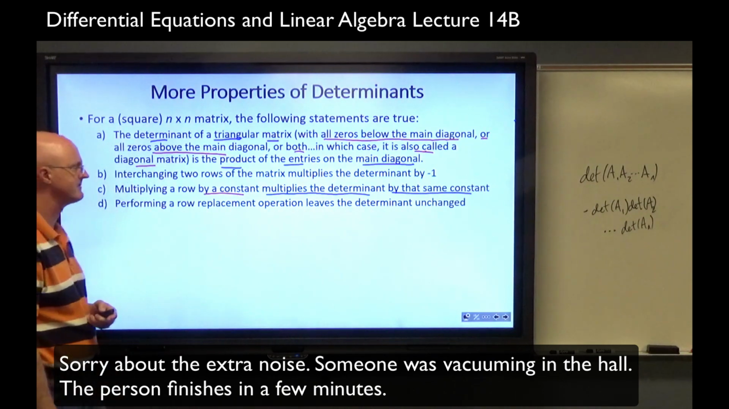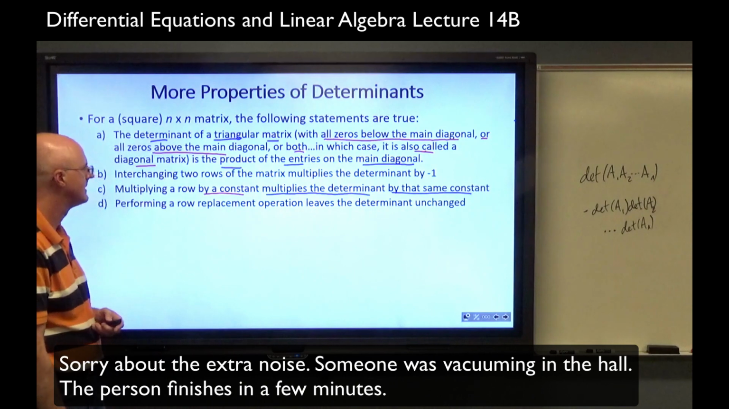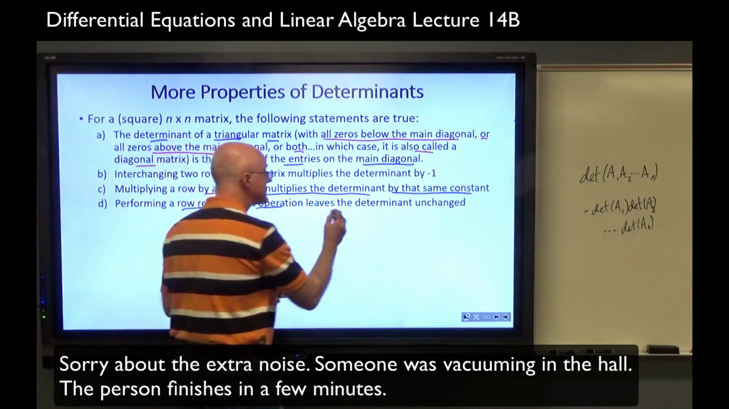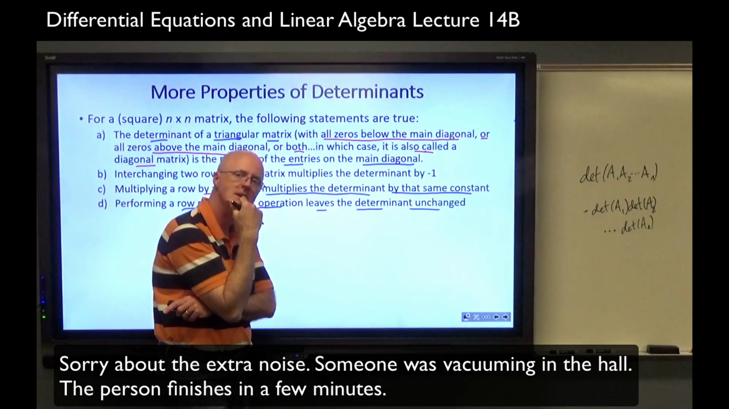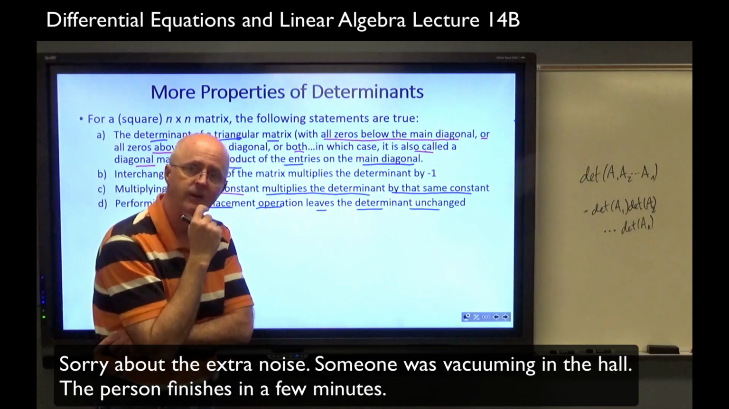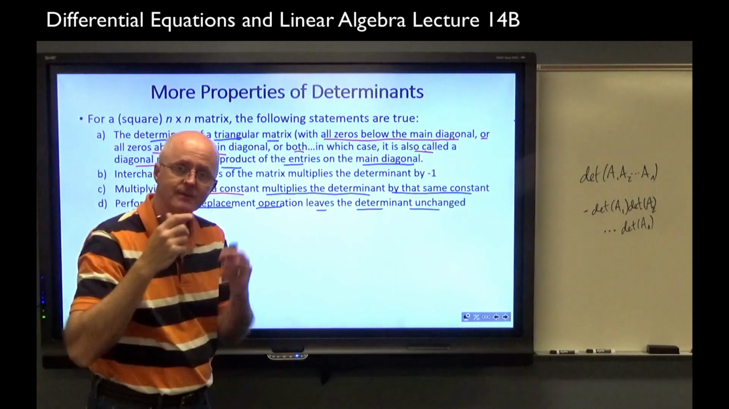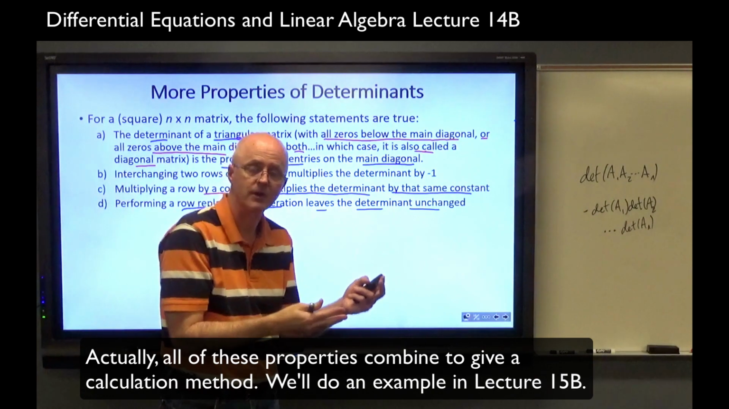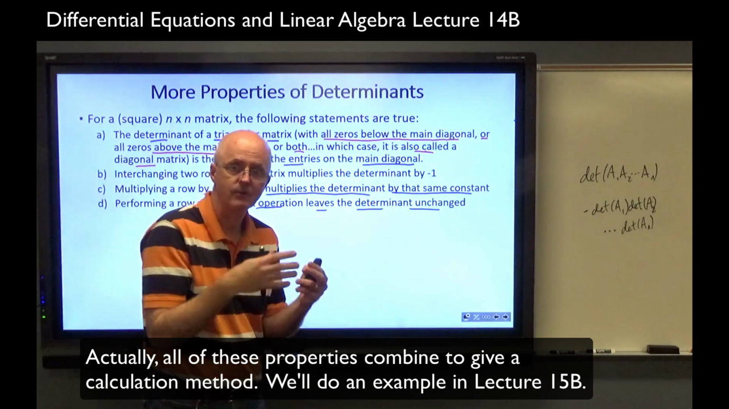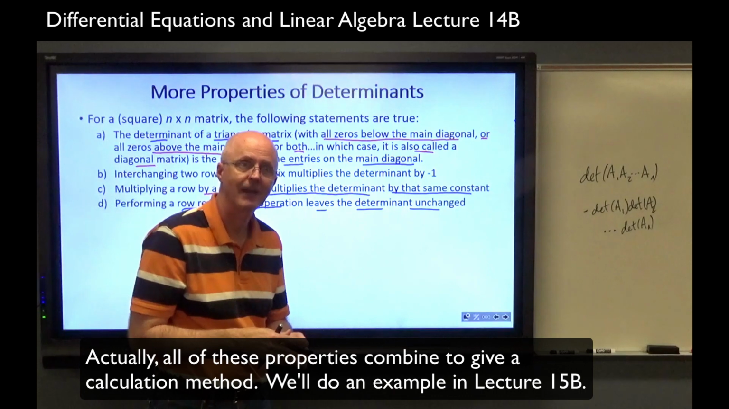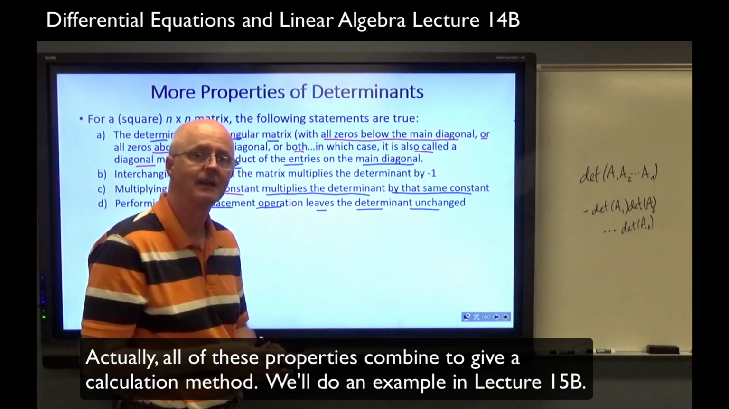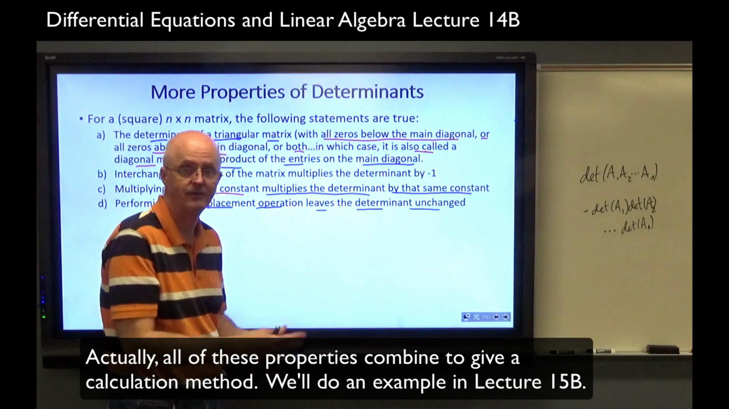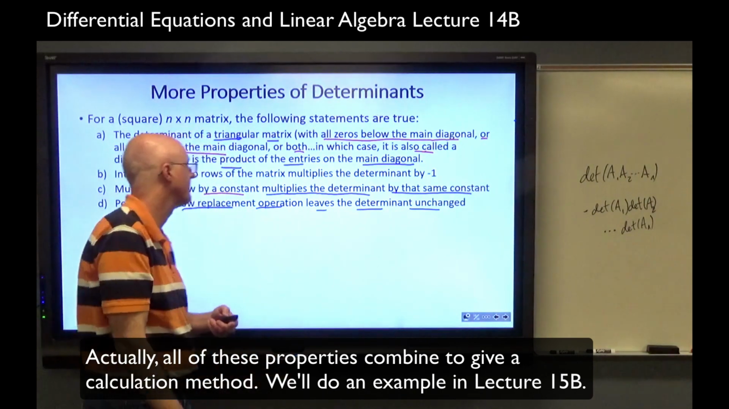Performing row replacements, perhaps somewhat surprisingly, row replacement operations, the most common row operation we do, leave the determinant unchanged. That's actually going to provide a calculation method for the determinant. When we've got a matrix to start with, if we go to row echelon form or reduced row echelon form, even row echelon form will get an upper triangular matrix, and the determinant will be the product of the numbers in the main diagonal. Now, if even one of them is 0, then the determinant will be 0.